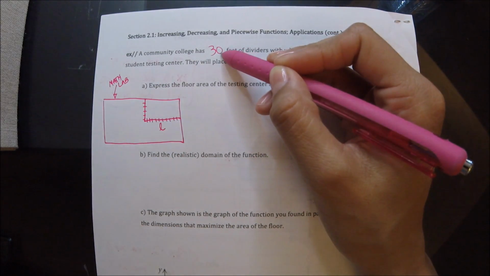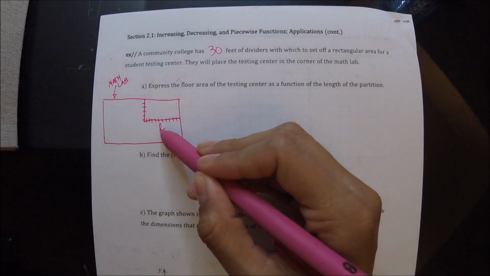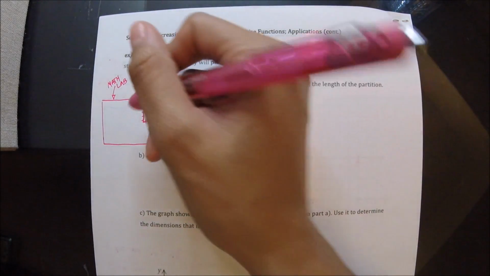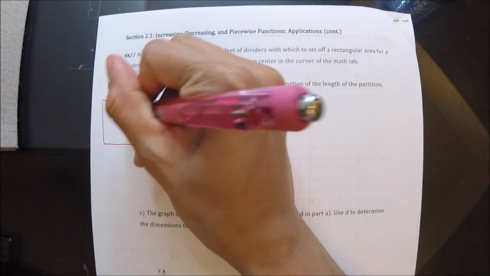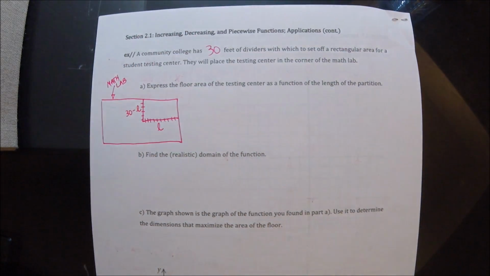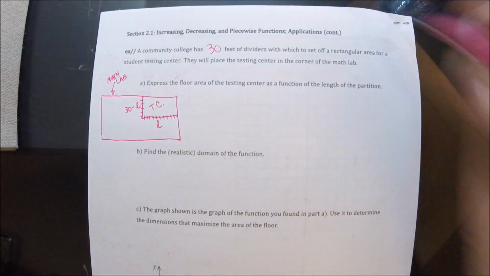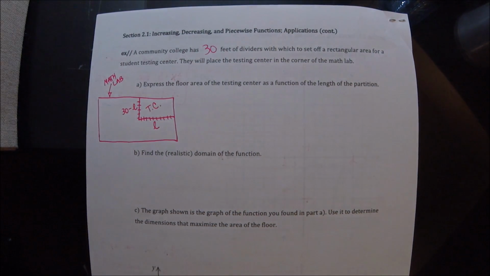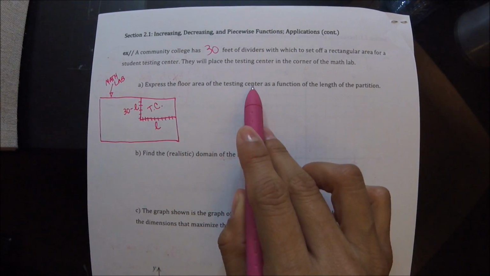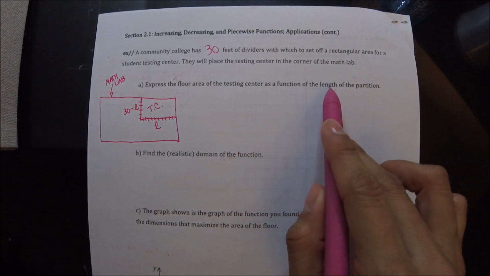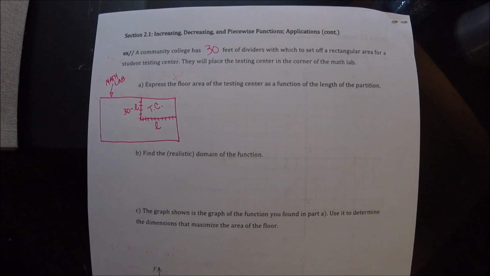So we started off with 30 feet, and we'll subtract the L, and that will leave us with the width. So over here, I'm going to call that 30 minus L. So this in here is our testing center. And let's read part A. It says, express the floor area of the testing center as a function of the length of the partition.